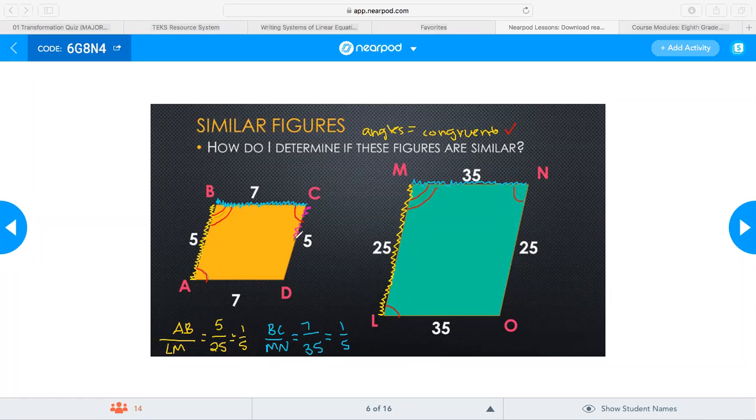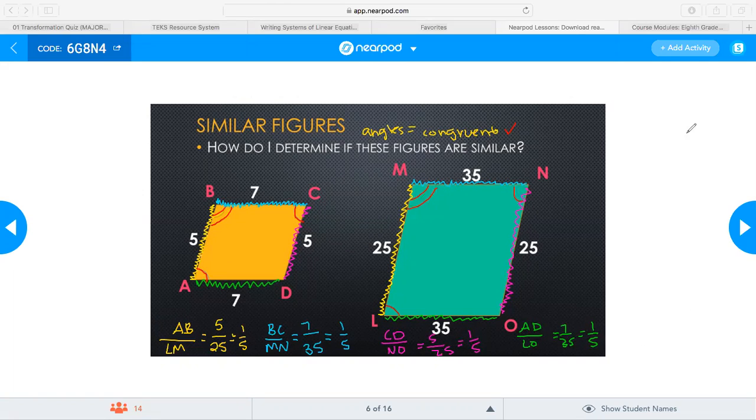So let me keep going. Side CD, what side corresponds with side CD? Side NO. And that's 5 over 25 as well, which is 1/5. So we already did that. And then the two bottoms. So side AD and LO would be 7 over 35, which is 1/5. So all the proportions are equal.